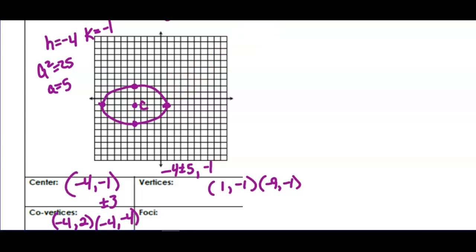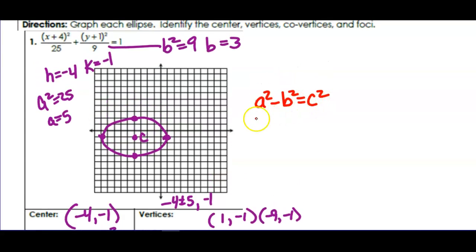The foci, we have to find C now. This is C for center, but we need the foci, which are out on the major axis. So if it's A squared minus B squared equals C squared, I got to scroll back up a little bit here, but it's 25 minus 9 equals C squared. 25 minus 9 is 16.